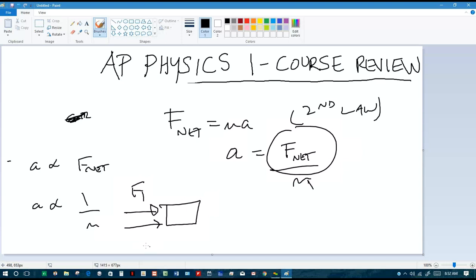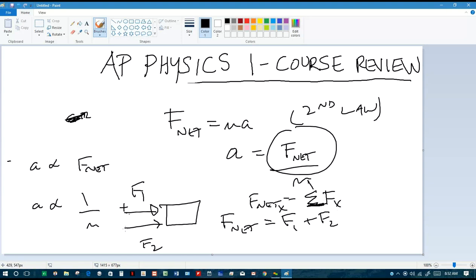So if there's somebody pushing over here, F1, and somebody also pushing F2, then the net force would be F1 plus F2. In general, F net is the sum of all of the forces, and this would be along the x-axis, this idea that I'm showing here. And if he was pushing to the right, it would be a positive value, and this would be a positive value, and you would just add them up.